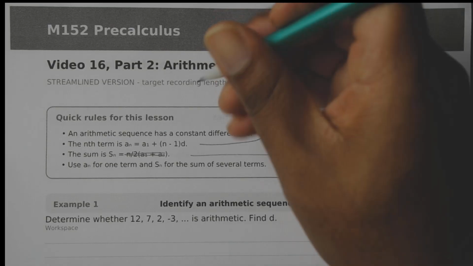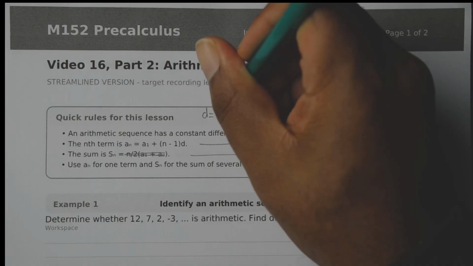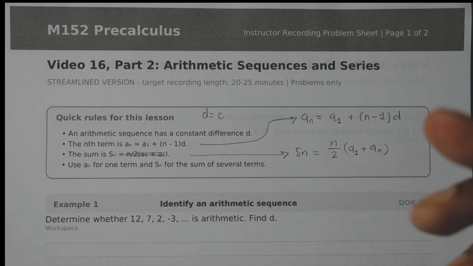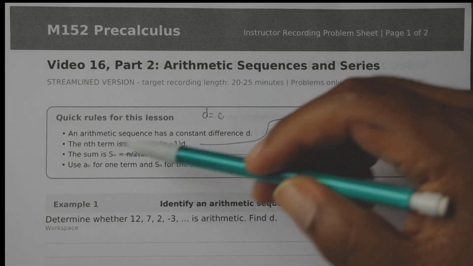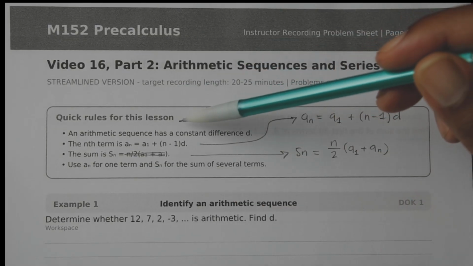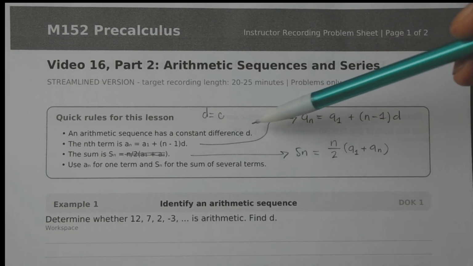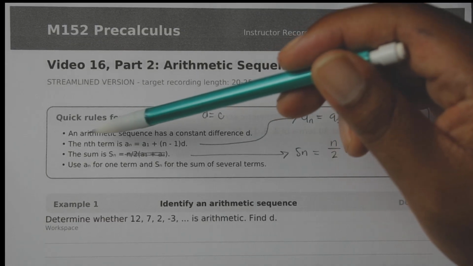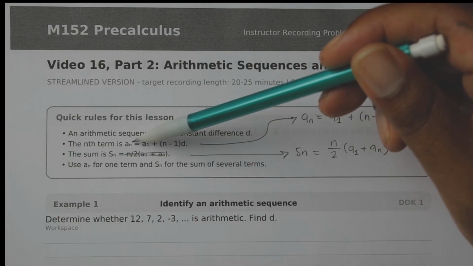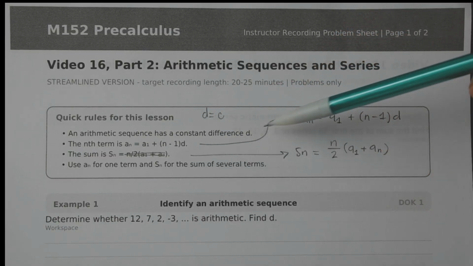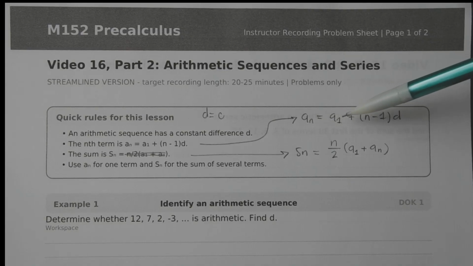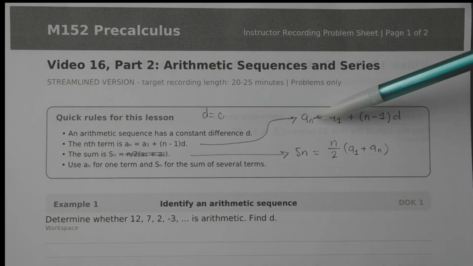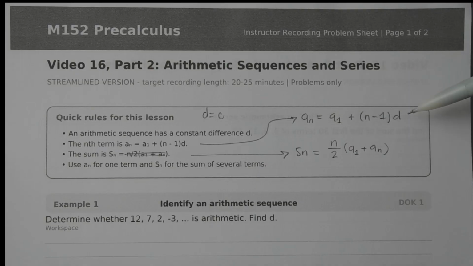So the common difference would be d, which is equal to a constant, the difference of the sequence in question. I do want to begin with a few quick rules. The arithmetic series has a constant difference of d. That's what this stands for. D is equal to whatever that constant is. And then the nth term is a sub n equals this expression here. So when we're looking for one single term, this is what we're using. We're looking for the 30th term, the 100th term, et cetera.